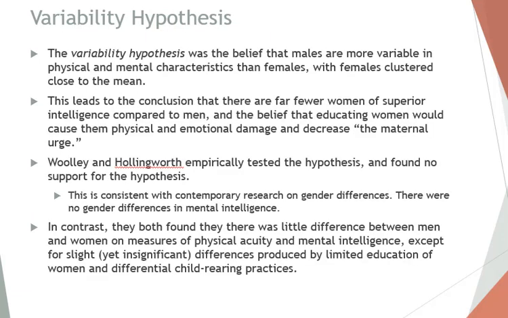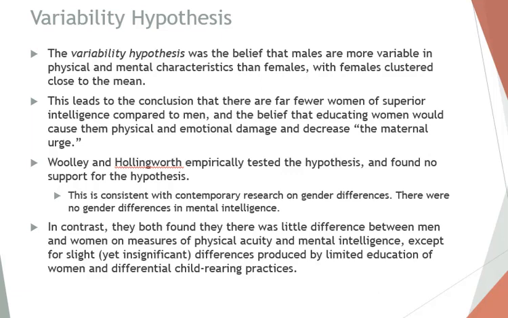Okay. Now I want to move on to something that was developed by Woolley and Hollingworth. Hollingworth was Leta Stetter Hollingworth, and Woolley was Helen Thompson Woolley. They both developed their philosophies. They were both born in the late 1800s, lived until the middle of the 20th century, did most of their work in the early 1900s, and they did some studies on gender variability.